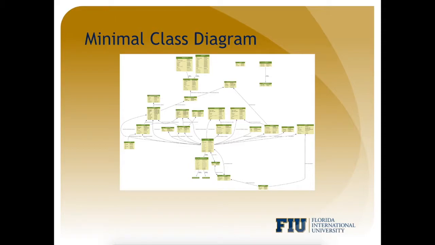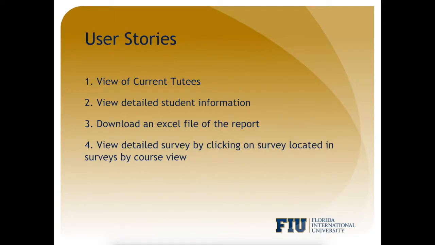The complete minimal class diagram shows that there were significant classes that were taken into consideration when putting ASI together. We added a few new classes in order to add the feature stories that we were working on. Some user stories are view of current tutees, view detailed student information, downloading an Excel file of the report, and view detailed survey by clicking on surveys located.